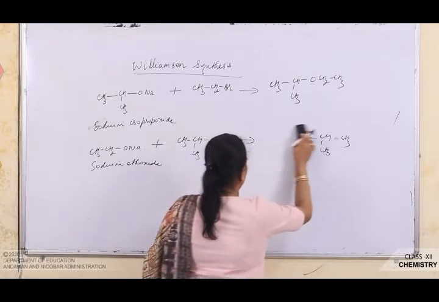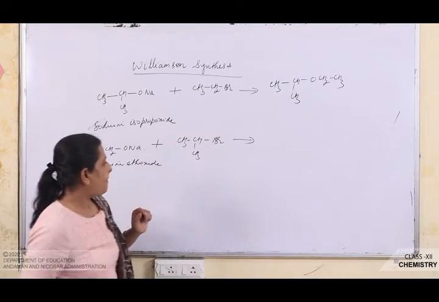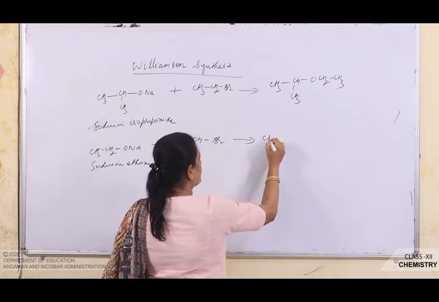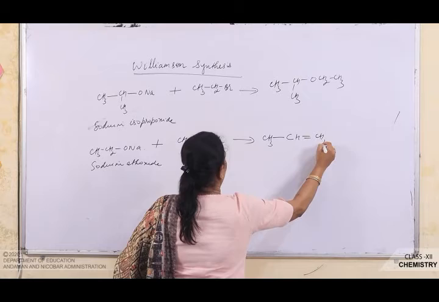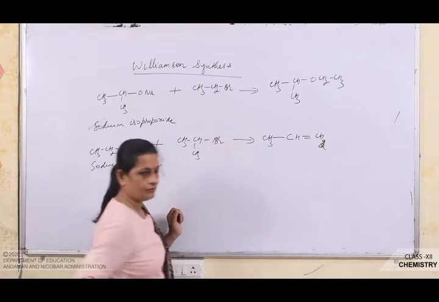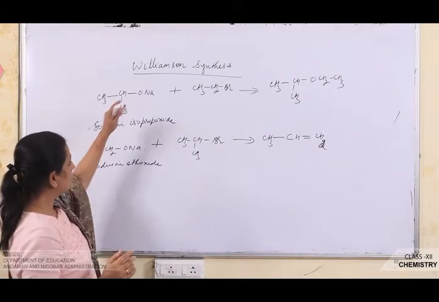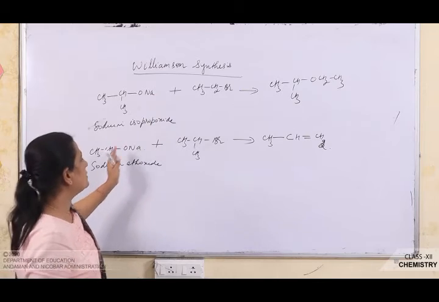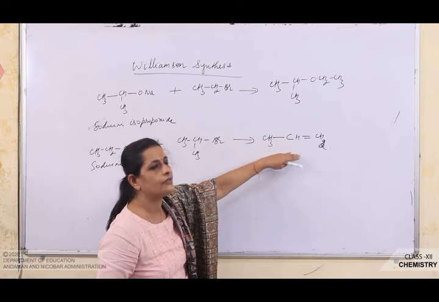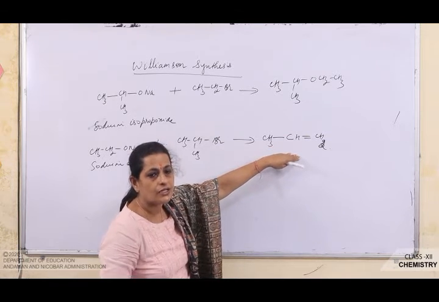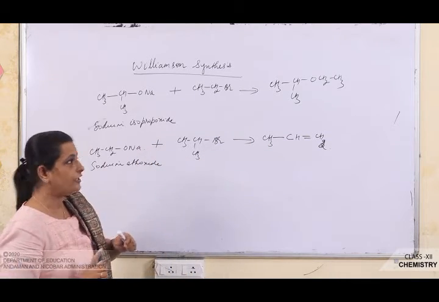And in this case, the product is not Williamson's product, you get an alkene, that is you are getting propene. So, what is the difference? In the first case you are getting Williamson's product, in the second case you are getting alkene. Here it is undergoing substitution, here it is undergoing elimination reaction.